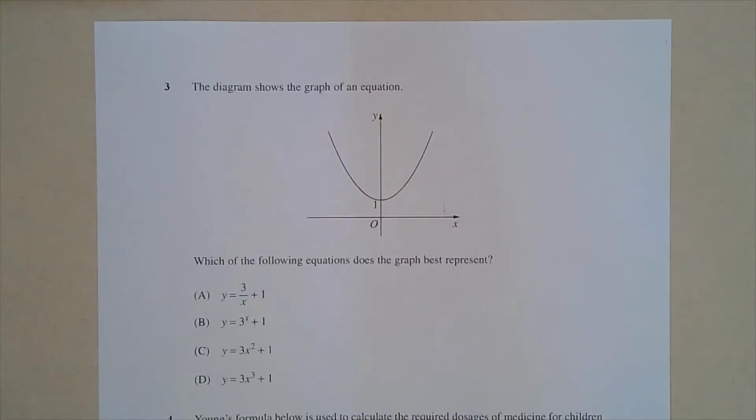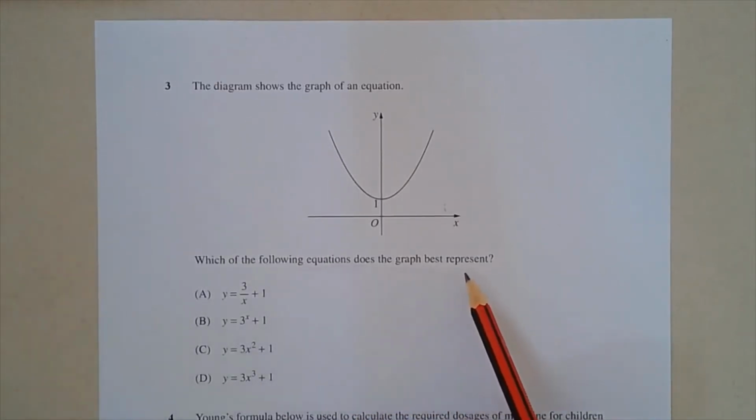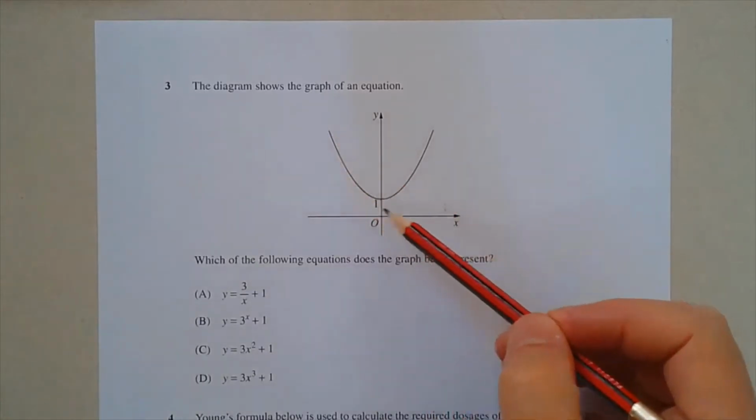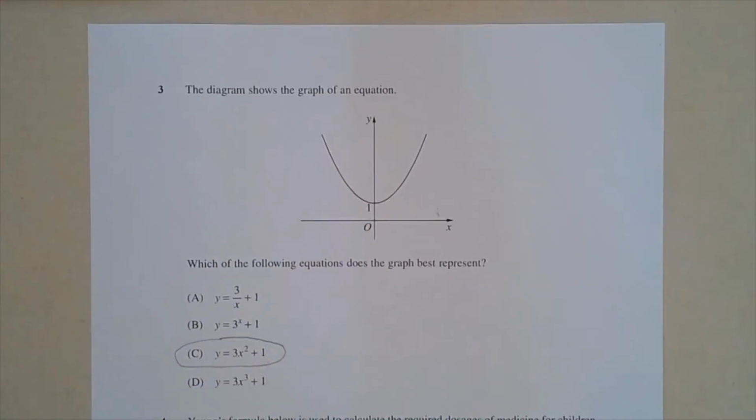Question 3. The diagram shows the graph of an equation. Which of the following equations does the graph best represent? Now this U-shape curve is called a parabola, and that corresponds to an equation where the highest power of x is 2. And option C is the only equation where the power of x is 2 and it is also the highest power of x. So it's option C.